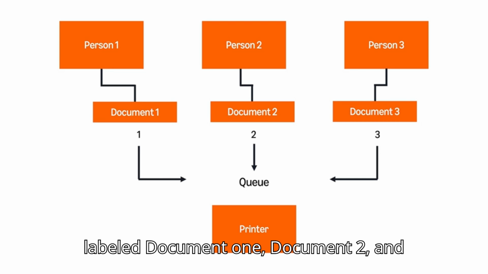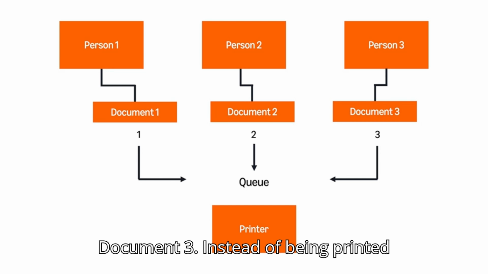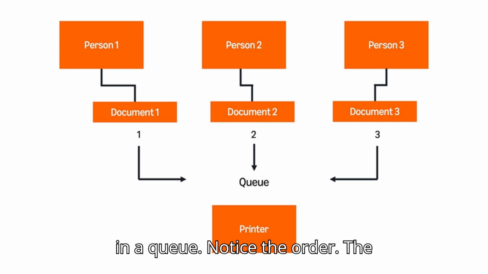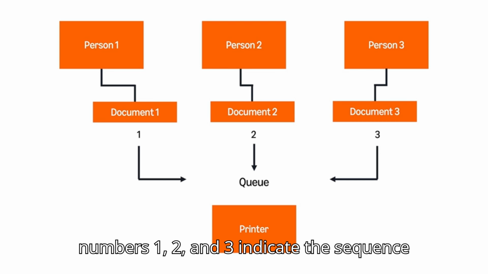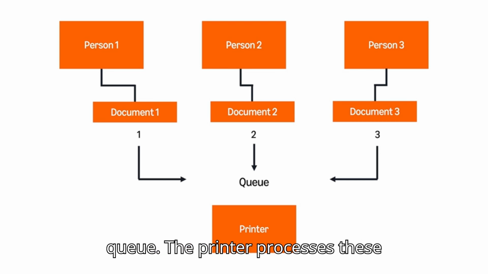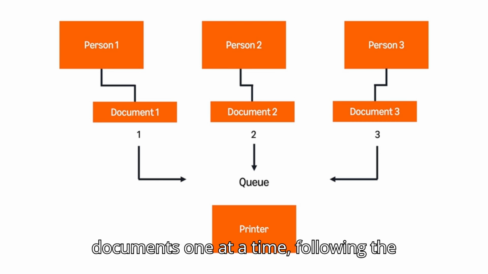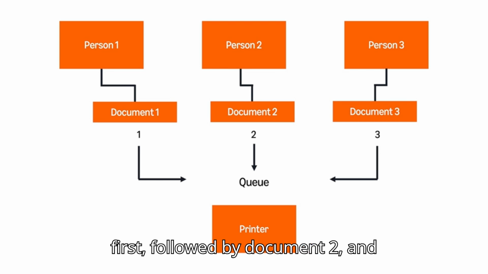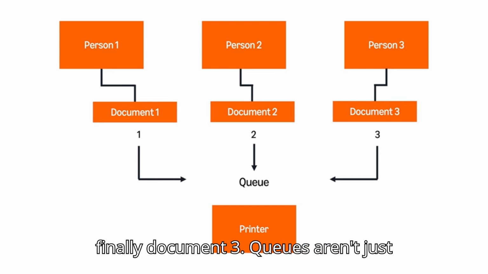The documents are labeled Document 1, Document 2, and Document 3. Instead of being printed simultaneously, the documents are placed in a queue. Notice the order. The numbers 1, 2, and 3 indicate the sequence in which these documents entered the queue. The printer processes these documents, one at a time, following the received order. Document 1 is printed first, followed by Document 2, and finally Document 3.